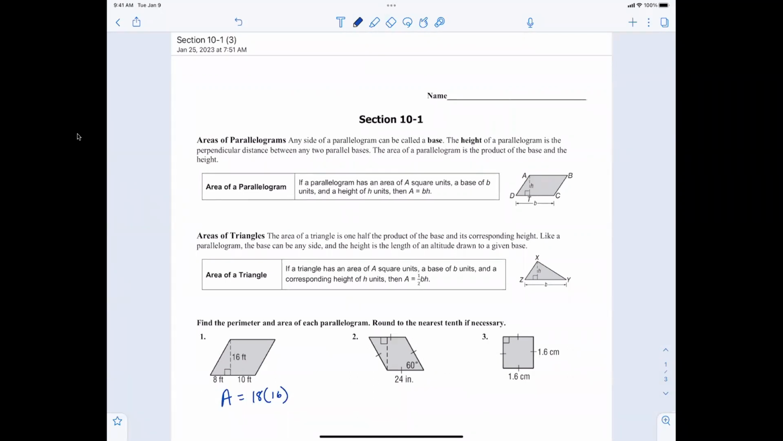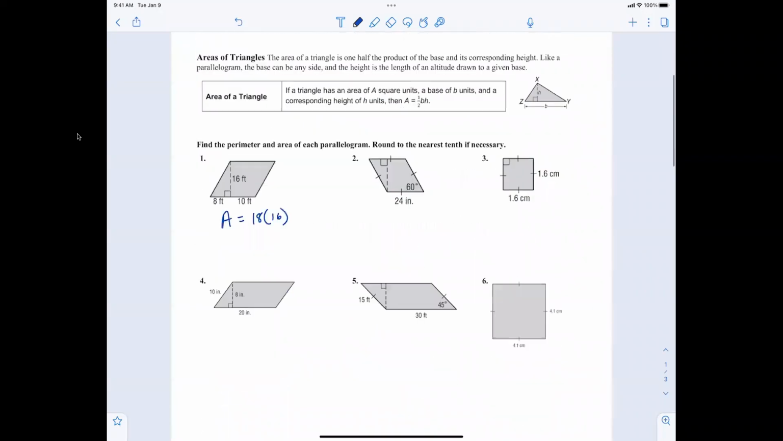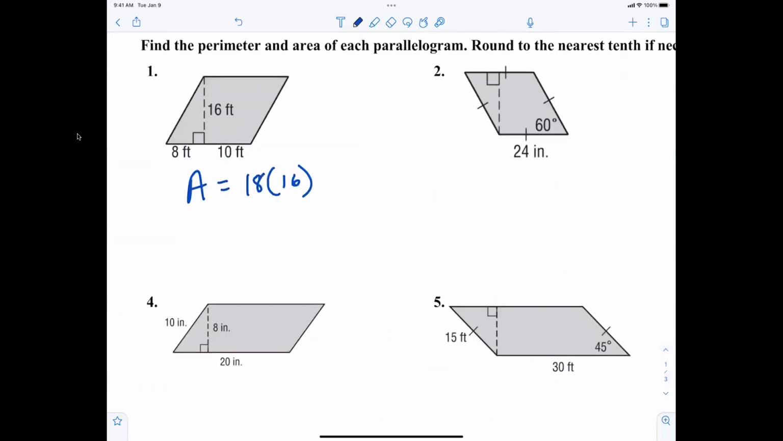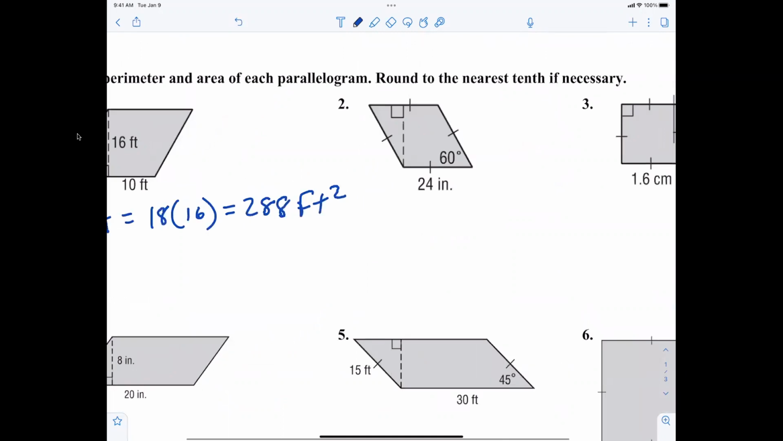Sorry for the delay. So we have now number one, 18 times 16. Help me out. 288. All right. And then we're going to say feet squared, right? Anybody have any issues? Okay. So just to make sure everybody knows, number two is specifically called a what? What is two called? The shape. It's called a rhombus.